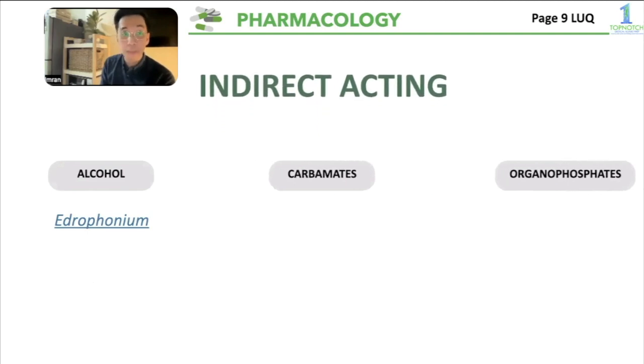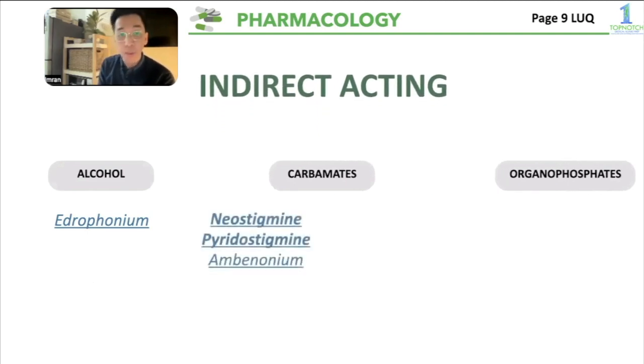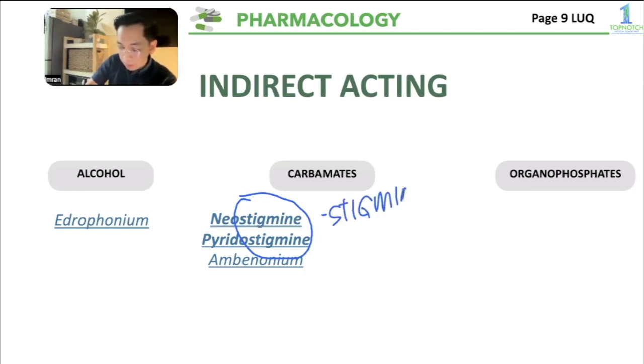Next, we have the carbamates. The carbamates include your neostigmine, pyridostigmine, and your ambenonium. Yung use ng ating mga carbamates is for the treatment. So kung si edrophonium, it's for the diagnosis. Pyridostigmine is used for the treatment of your myasthenia gravis. And one important thing to note about your carbamates, makita nyo na they are ending in stigmines. Pag narinig nyo ang stigmines, indirect acting yan.